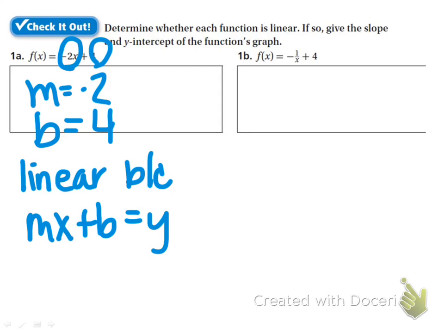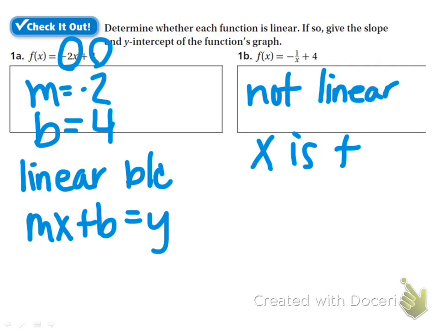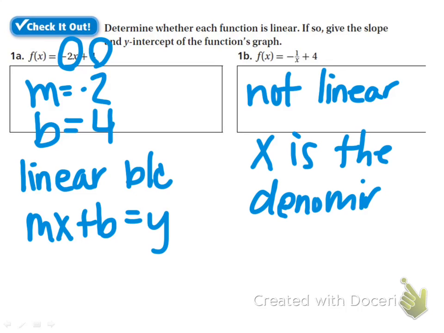1B, f of x equals negative 1 over x plus 4. This is not linear because x is the denominator. X cannot be the denominator to be a linear function. Because x is in the denominator, it is not linear.